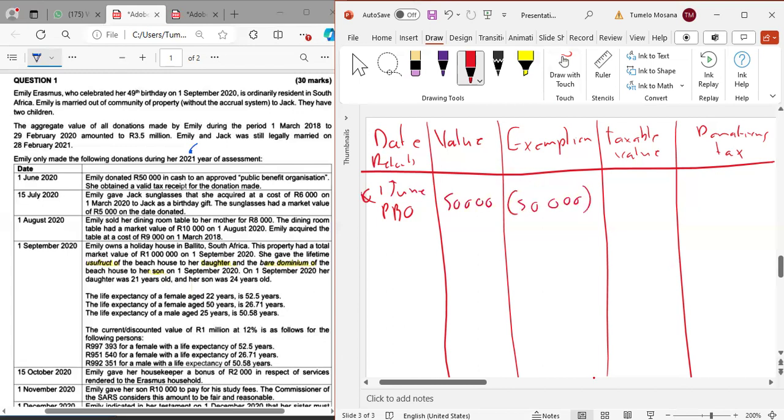So this would be section 56(1)(h). But it's unfair for the examiner to ask you these section numbers, because I don't see them as being that important, honestly, but it's fine. So your taxable value would be 0, because it would be exempt from donations tax, right? So now, Lisa, what's the transaction for the 15th of July?